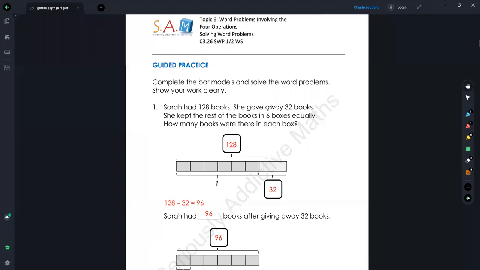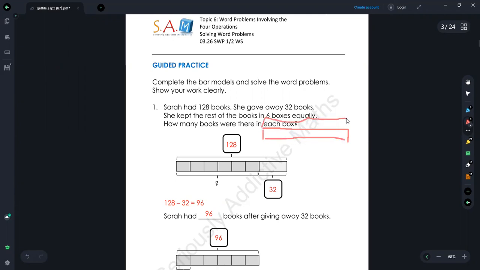So if you were to teach them to draw the model, right, so let me write this. So it has to work this way. Okay. All right. So you draw the model. Right. Sarah had 128 books. Label them 128. Okay. And then she gave 32 away. That means this part is the 32 given away. Follow this order. So they understand, this is 32 given out.